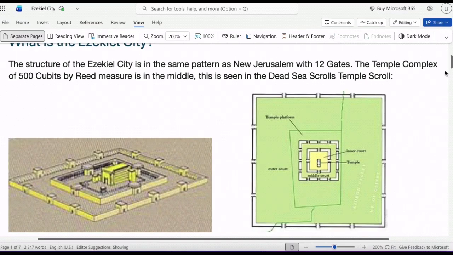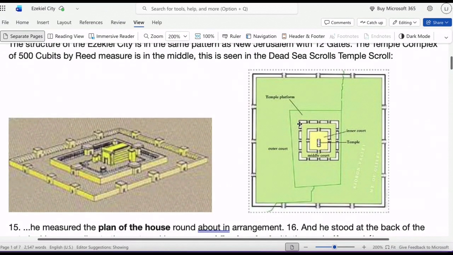And this is confirmed by the Dead Sea Scrolls. So this is a rendering of a document called the Temple Scroll found in the Dead Sea Scrolls. And they had a kind of middle court, okay, here. And in the middle court, they had gates, and in the gates, they had the 12 tribes. And then obviously in the center of that is the temple.